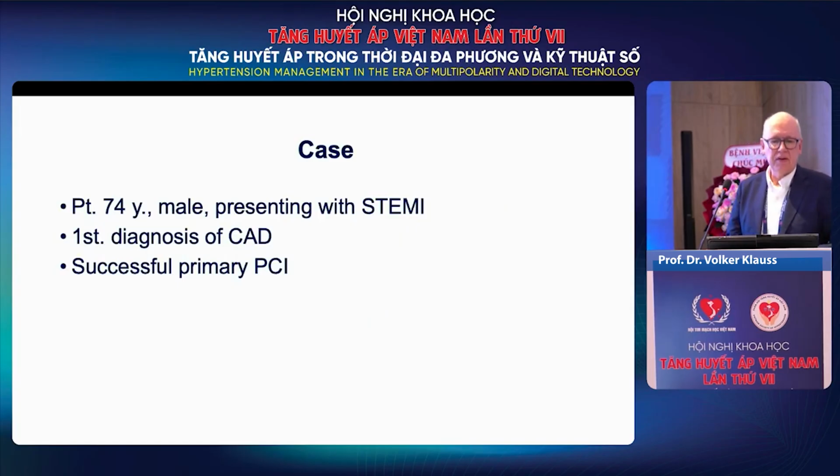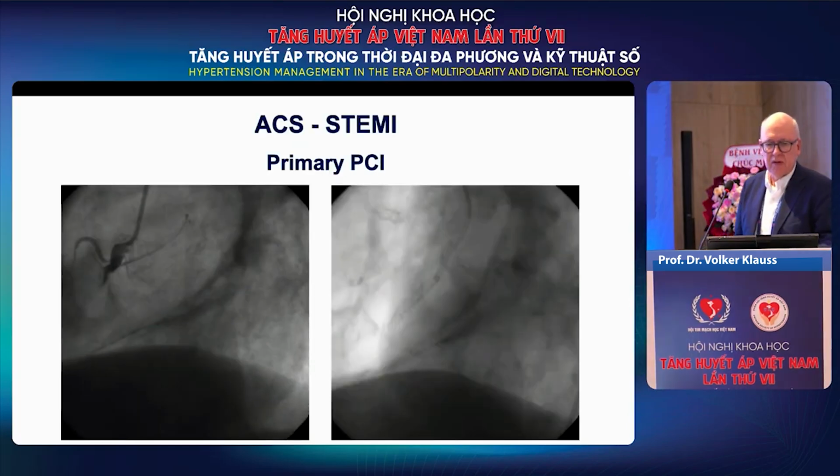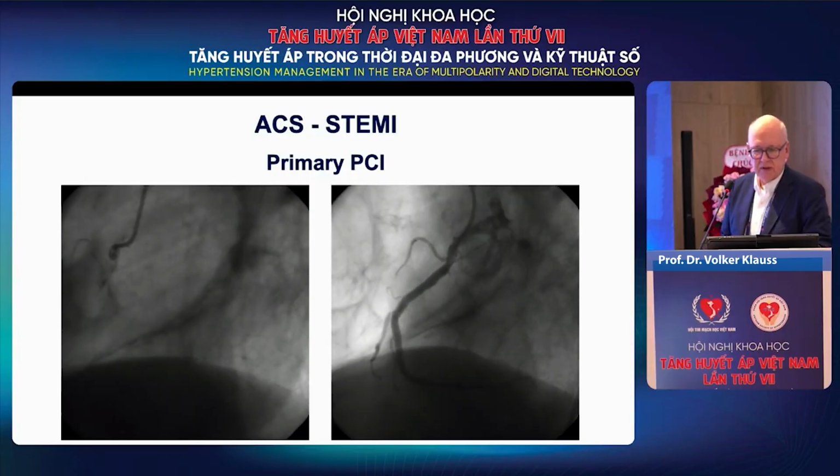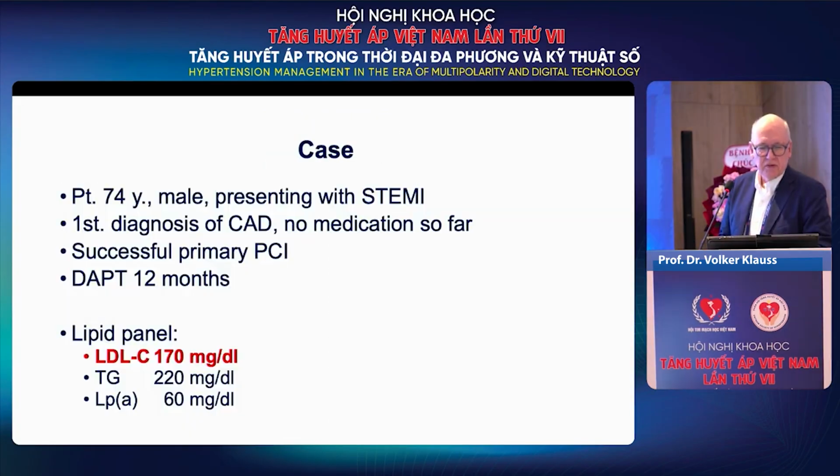So this is a case, a 74-year-old male presenting with a STEMI that was the first diagnosis of CAD, and he underwent successful primary PCI of the right coronary artery, as you can see. So, of course, he receives dual antiplatelet therapy for 12 months, and now you see the lipid panel, a very high LDL-C with 170 milligram per deciliter, the triglycerides also high, 220, and Lp(a) 60 milligram per deciliter.